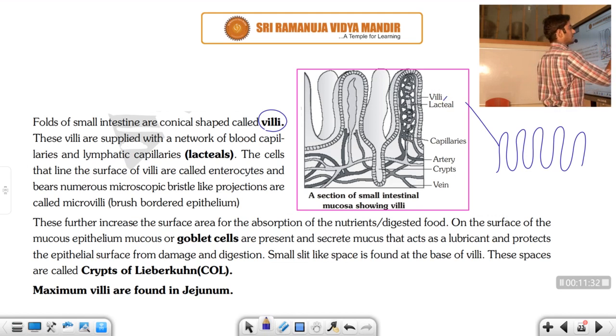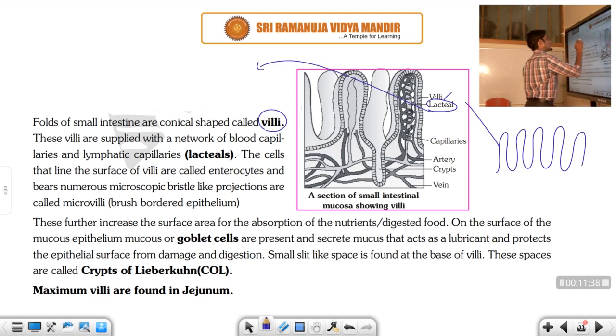So this is about the villi. Inside the villi we have a lacteal. What can the lacteal do? It is responsible for the absorption of fat.